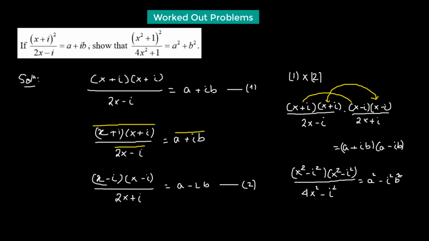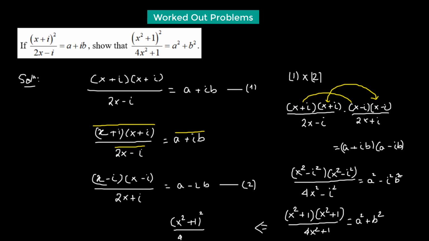Now x² - i² will simply be x² + 1, so (x² + 1)(x² + 1) divided by (4x² + 1) is equal to a² + b², and (x² + 1) squared multiplied by itself. That gives us (x² + 1)² divided by (4x² + 1), which will be equal to a² + b².